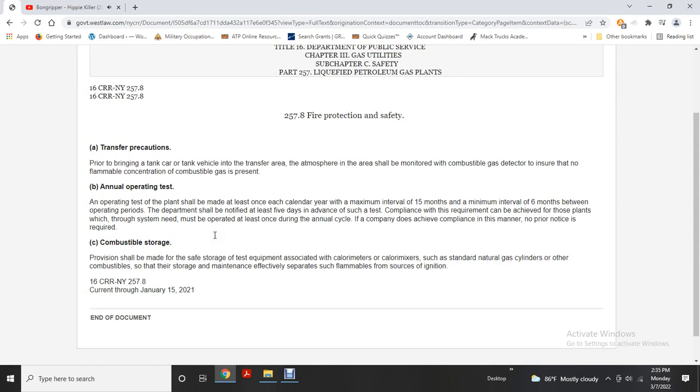with a maximum interval of 15 months and a minimum interval of 6 months between operating periods. The department should be notified at least 5 days in advance of the test. Plans for the requirement can be achieved with systems that must be operated at least once a year during the annual cycle.